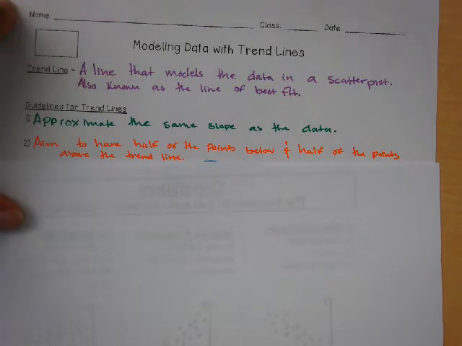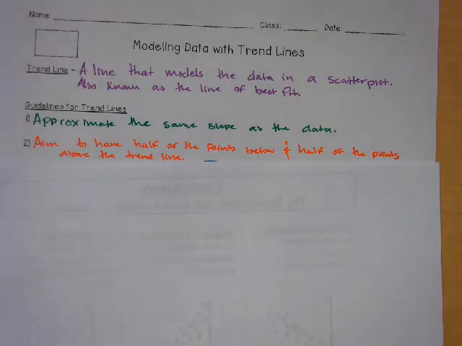Second guideline I have is to aim to have half of the points below and half of your data points above your trend line. So again, you want to have half of your points below and half above. Now it won't always be perfect. Let's say you had 12 points and you got 5 above and 7 below. That may work depending on how the data looks. You may have some outliers, you may have some data points that are hard to get through. So generally though, you want to have half of the points above, half below. So if you had 12 points, you want to have 6 above, 6 below.